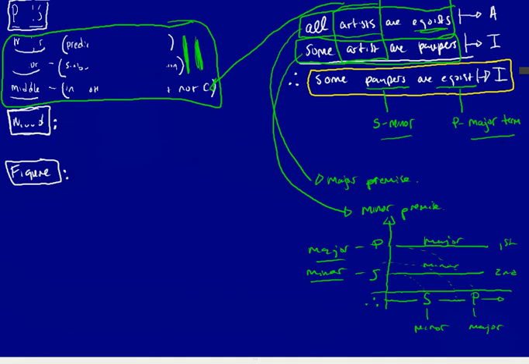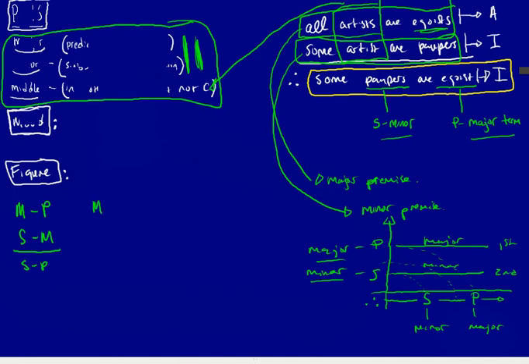Now when it comes to figure, there are only 4 figures. The figure is determined by the placement of the middle term. So Copi gives the following diagram. It's like M dash P, S dash M, therefore S dash P.